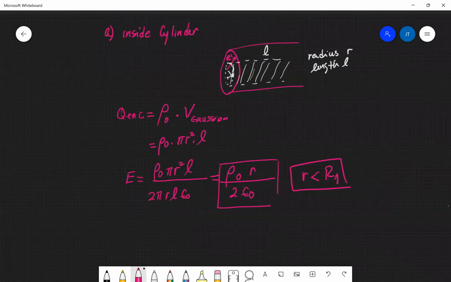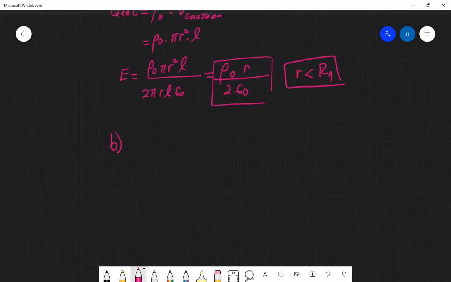Now for part B, between the cylinders. In other words, I am between R1 and R2. So little r now is between R1 and R2. So R, R1, R2. Okay? So what do we have here?